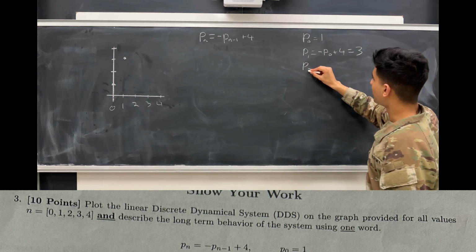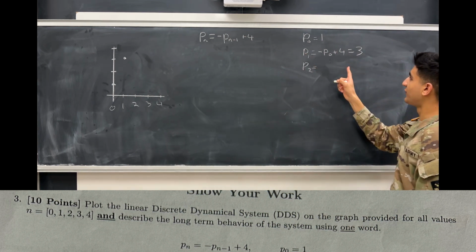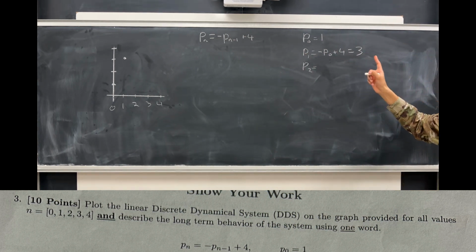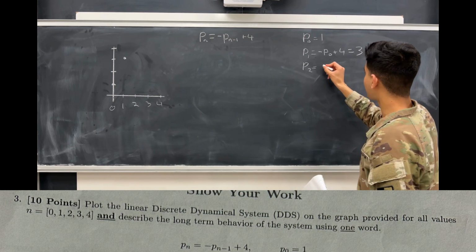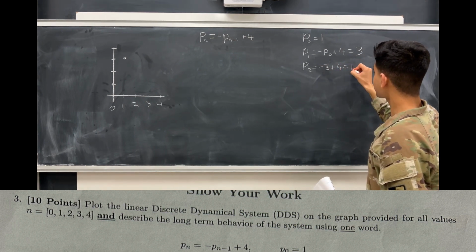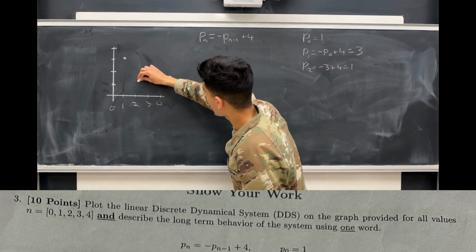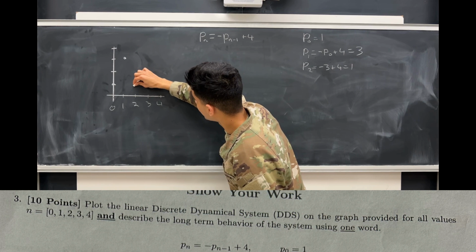So for p sub 2, it's going to equal negative p sub 1 plus 4. And p sub 1 is 3, so that's going to give us negative 3 plus 4, which gives us 1. And I'll put that over there. So as you can kind of see, we're getting a pattern showing. It's going up, down, up, down.